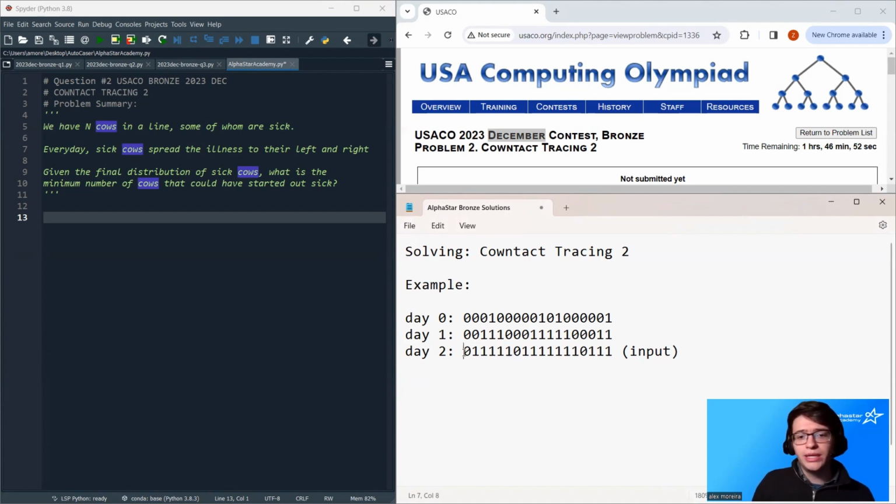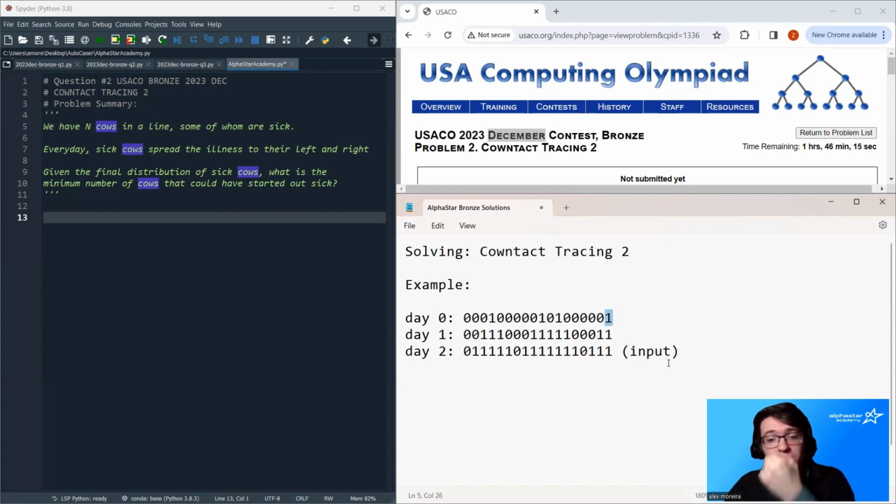And what we want to compute is, given the final distribution of sick cows, what is the minimum number of cows that could have started sick, right? So here, if we had this sort of group where we had 5 sick cows here, 7 sick cows here, and 3 sick cows here, then the minimum number we would need to start being sick is 4. In particular, these 4.